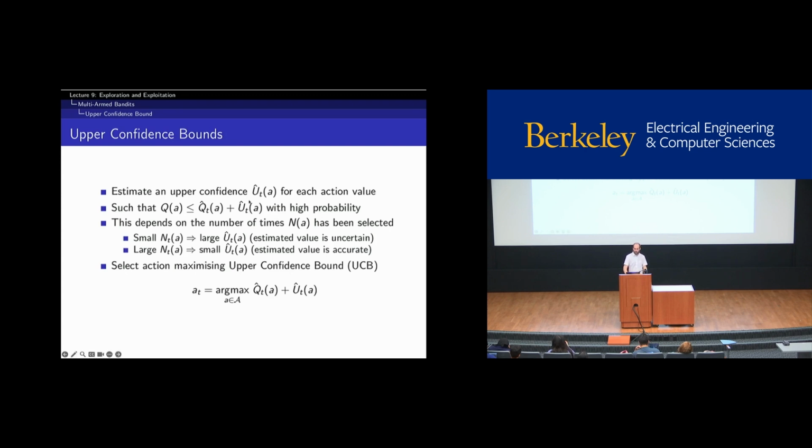So this is what we want from our U hat, and it's going to depend on the number of times that we've selected that action. So if we haven't selected it many times, then U hat is generally going to have to be larger to account for our uncertainty. And if we've selected it more times, then it can be smaller. Yes? Would you have to depend on the variance of the samples that we see for a given distribution?